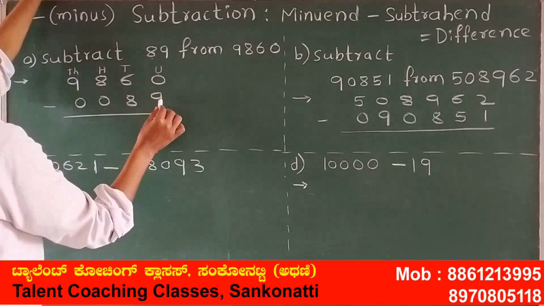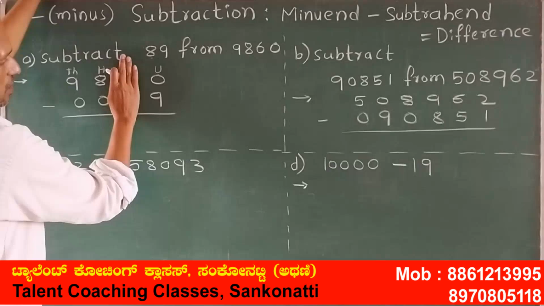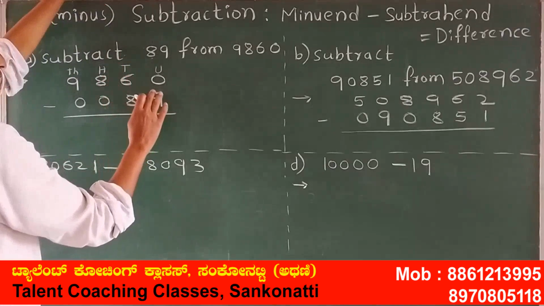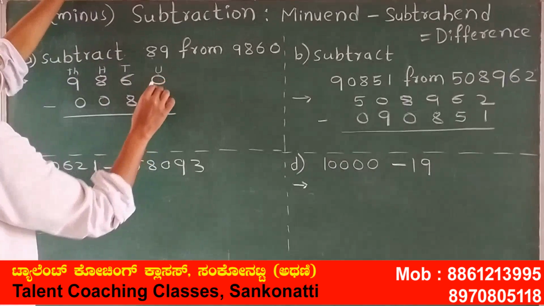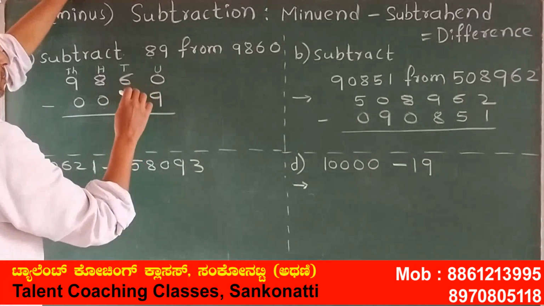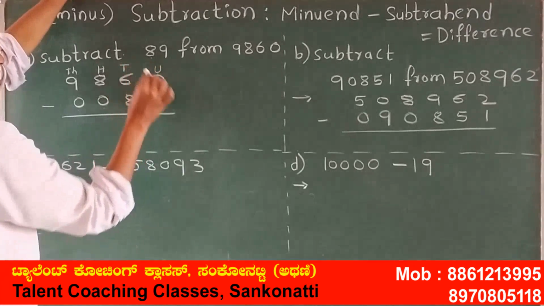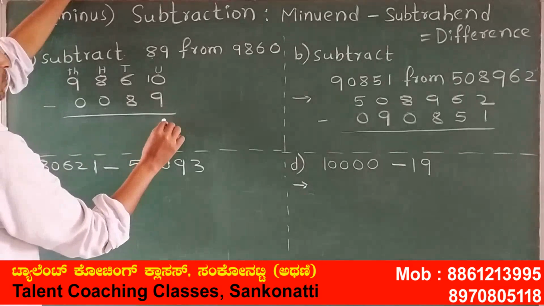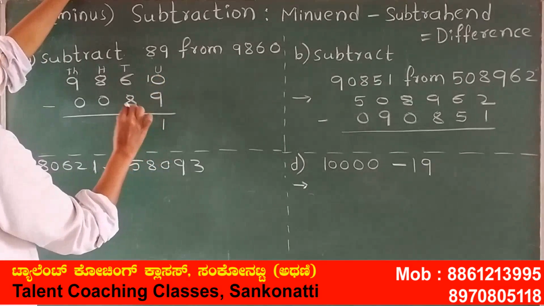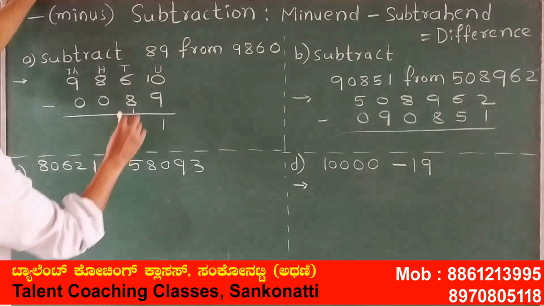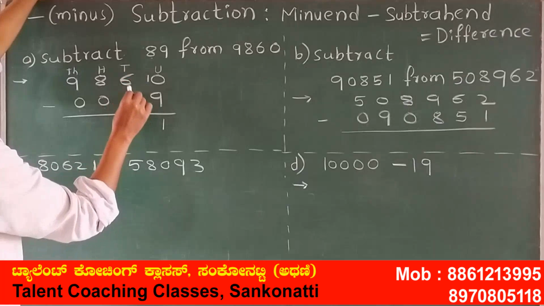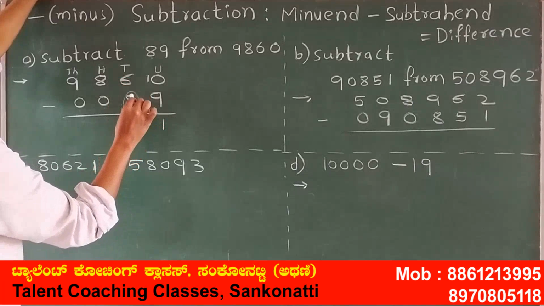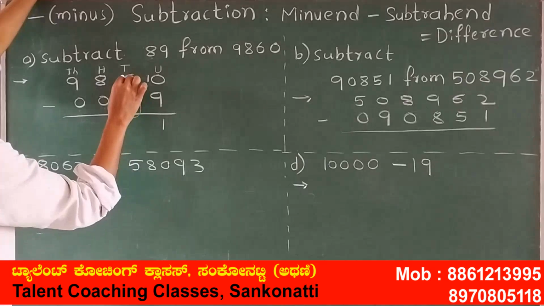0 is smaller and 9 is greater. So we cannot subtract a greater number from a smaller. So we'll borrow a carry from this 10th place and it will become 10. 10 minus 9 is 1. The taken carry should be given back. Before subtracting, we have to add this one to the 8. 8 plus 1 is 9.